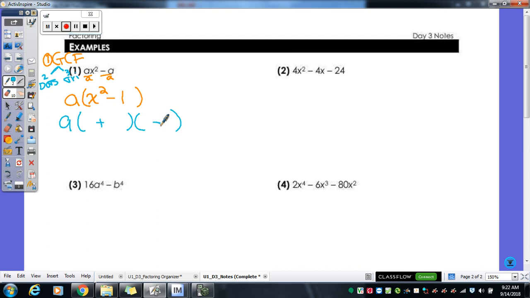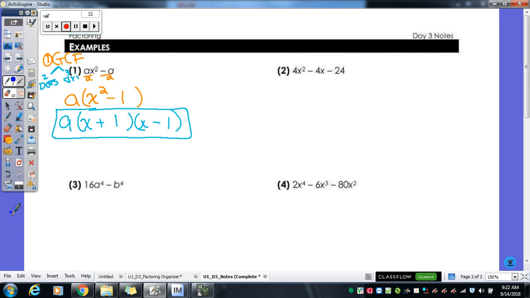And then how do we break apart our x squared? X and x. Square root of 1 is 1. So we get x plus 1, x minus 1. There we go. All right, let's try our second one over there to the right. 4x squared minus 4x minus 24.